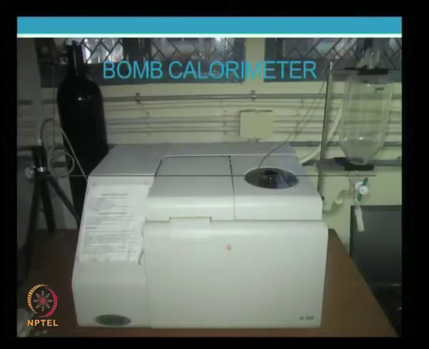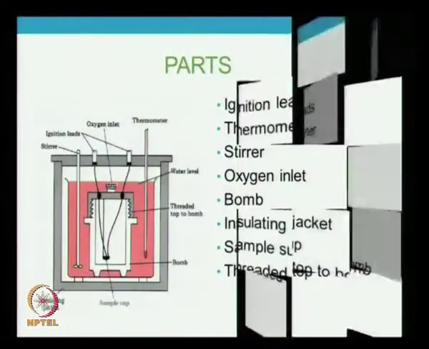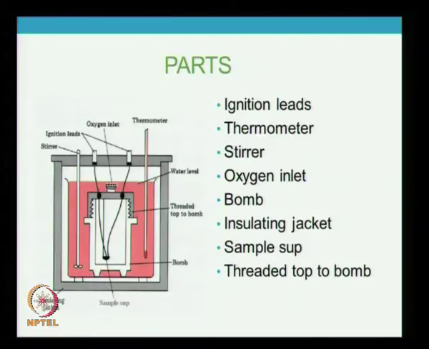By knowing the calorific value, we can determine the energy liberated when the fuel is burned. The main parts are ignition leads, thermometer, stirrer, bomb, and sample cup. The bomb is a container made of thermally conductive material that can sustain high pressures. A certain amount of fuel is placed in the sample cup and it is placed in the bomb. The bomb is tightly sealed and oxygen is sent into the bomb through the oxygen inlet.